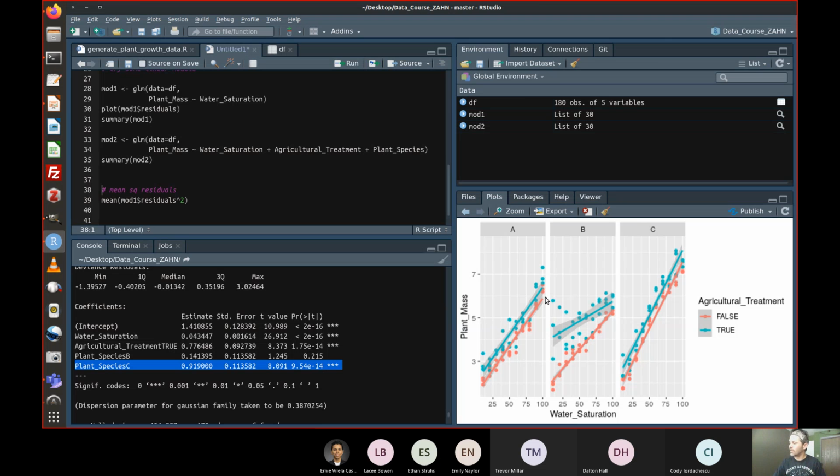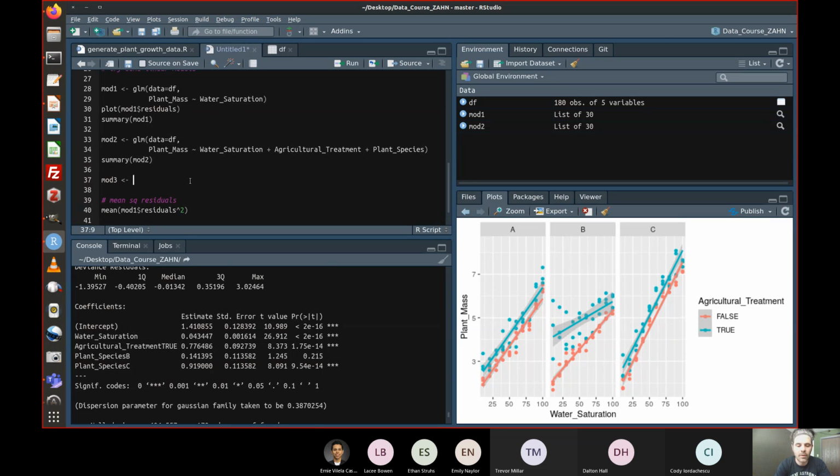This is saying that the value of plant mass for B is not significantly different, as far as we can tell, from A. So we need to do something to look at what the correlation between agricultural treatment and plant mass, or plant mass and water saturation, would be to make B significant. So I'm going to make a third model that'll actually get us there.